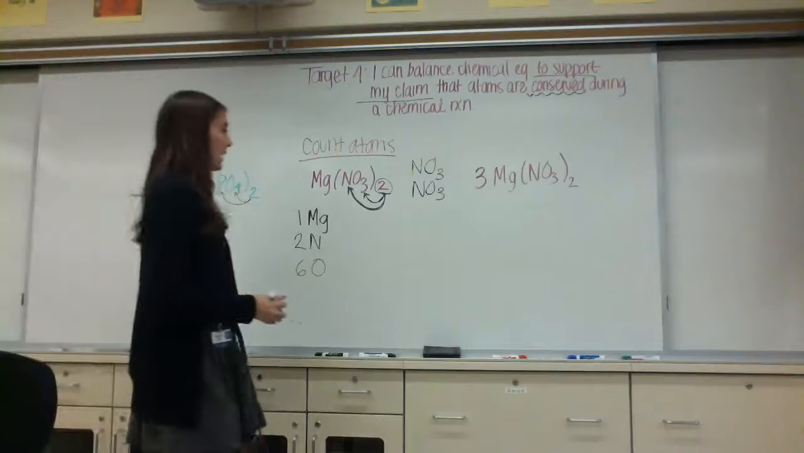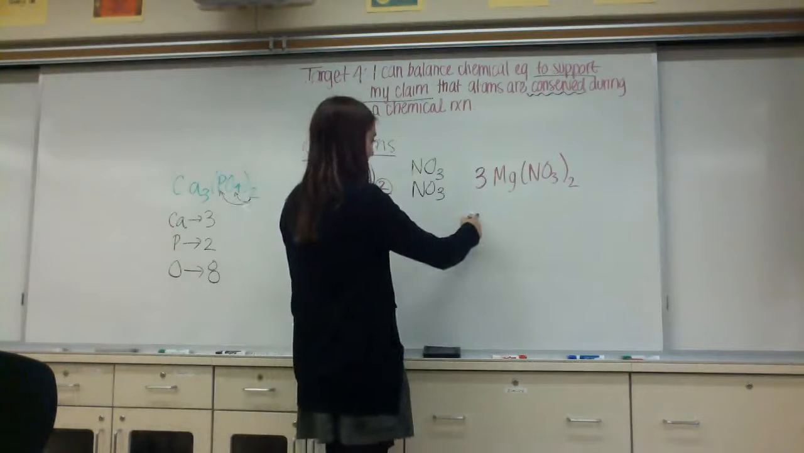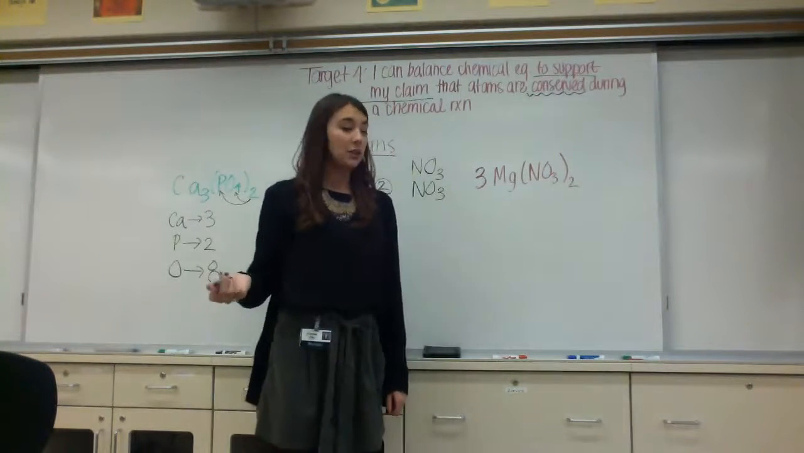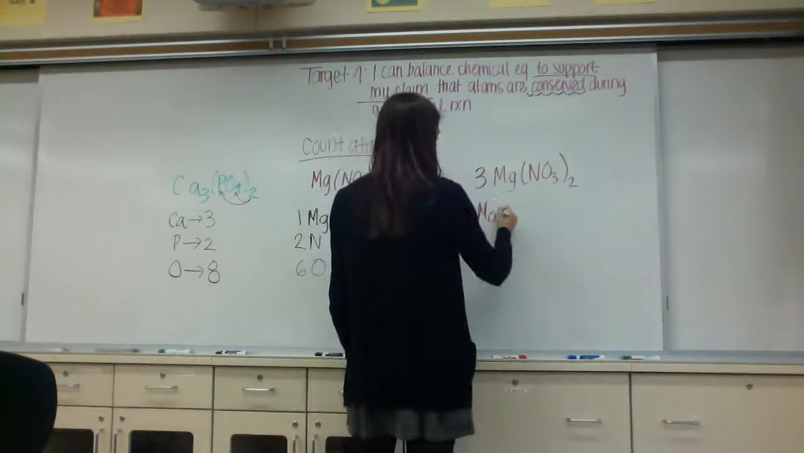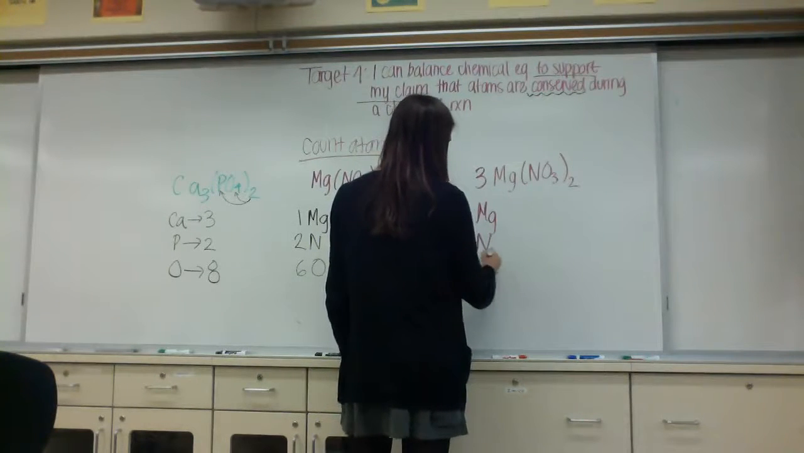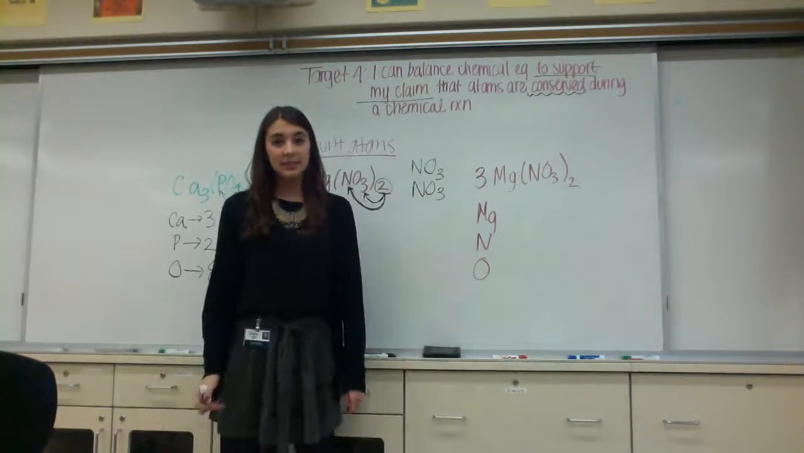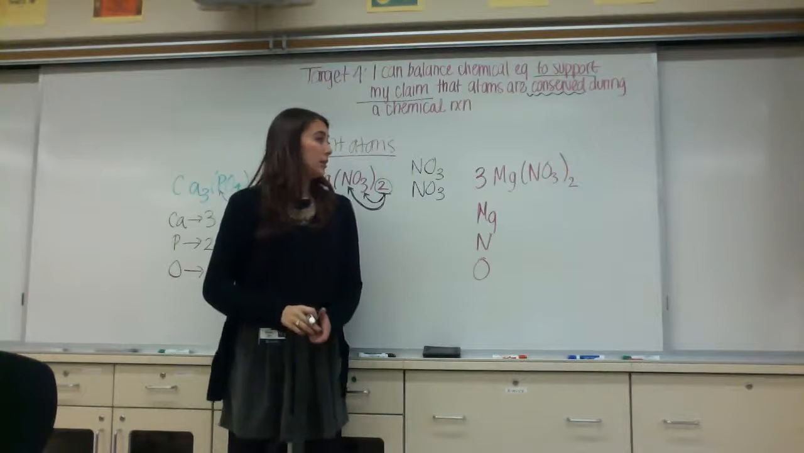So I need to count the atoms within here. First thing I need to write down is what atoms are in here. I've got Mg, I've got N, and I've got O. Those are my 3 atoms that are within that compound.